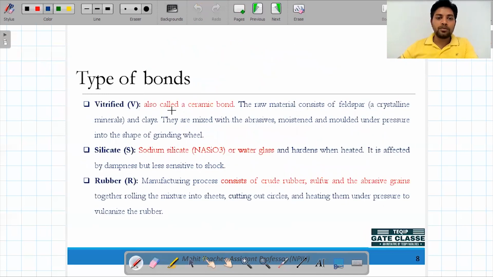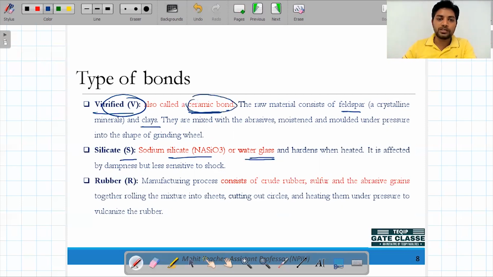Fine. Next is the types of bond. There are a total of 5 types of bonds. The bond means what type of bonding material we are using. First is the vitrified. Vitrified is nothing but ceramic, which consists of feldspar and clay, a combination of those. Next, the silicate, which is sodium silicate or water glass. One more thing is that this is completely solid.